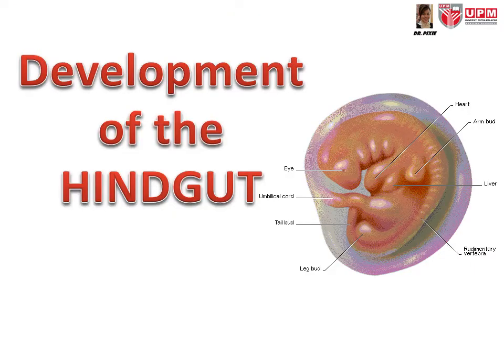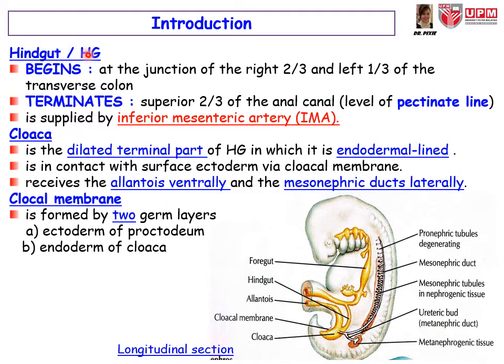Development of the hindgut. The hindgut begins at the junction of the right 2/3 and the left 1/3 of the transverse colon. Then it terminates at the superior 2/3 of the anal canal at the level of the pectinate line. And all the derivatives from the hindgut are supplied by the inferior mesenteric artery. So when we discuss the development of the hindgut, we are going to focus on the cloaca and the division or partition of the cloaca.